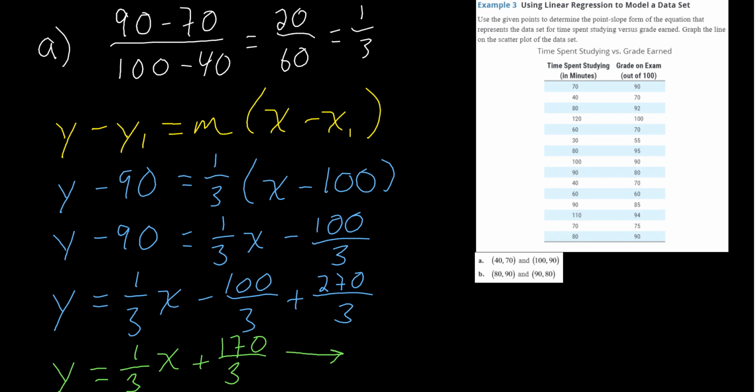Let me move my toolbar. I don't think y'all can see my toolbar, but it's there. So y is equal to 1/3 x plus 56 and 2/3. Okay, and there we go. That is A. Let's go ahead and snip this, and we'll jump straight to B. Put this on the next page. Perfect. All right, so let's do B now.